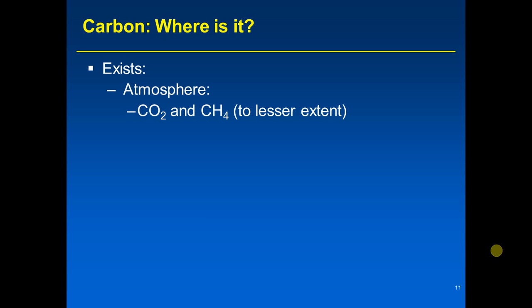Recall that 1 molecule of methane has 25 times the warming potential of a molecule of carbon dioxide. In other words, 1 methane molecule has the warming effect of 25 carbon dioxide molecules. Thankfully, it exists in about 0.5% abundance in the atmosphere, and it only lasts about 12 years, a tenth of the time that carbon dioxide lasts on average.